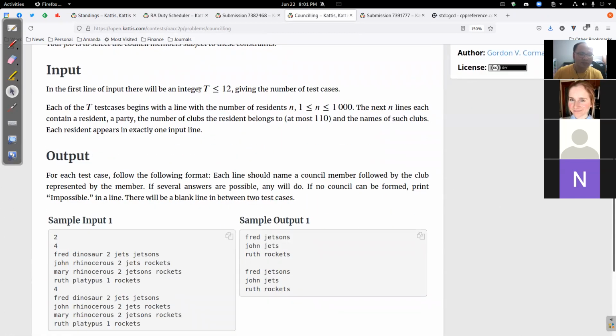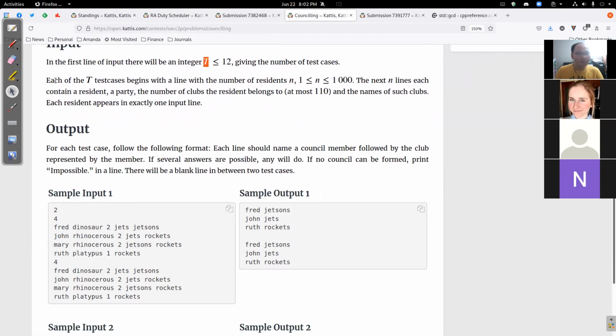First line of input, there will be T, which is up to 12, the number of cases. So that number of cases doesn't matter, you just do it T times. Each of the T test cases begins with a line with the number of residents n. So there are up to 1,000 residents. The next n lines each contain the resident's name, the political party, the number of clubs he belongs to, and the names of all the clubs. Each resident appears on exactly 1 line.